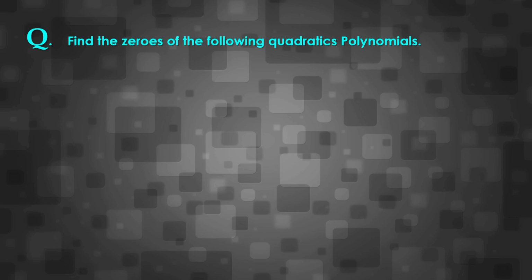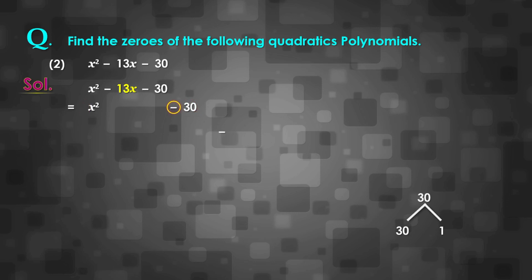Finding the zeros, question 2. Now let us find the zeros of the quadratic polynomial x squared minus 13x minus 30. First, we look for two numbers whose product is minus 30 and whose sum is minus 13. The numbers are minus 15 and plus 2.